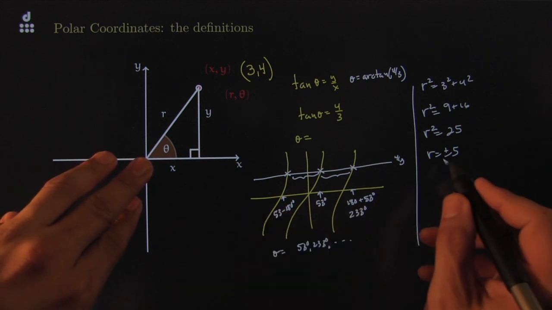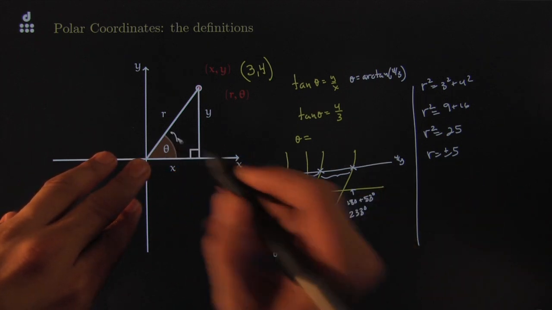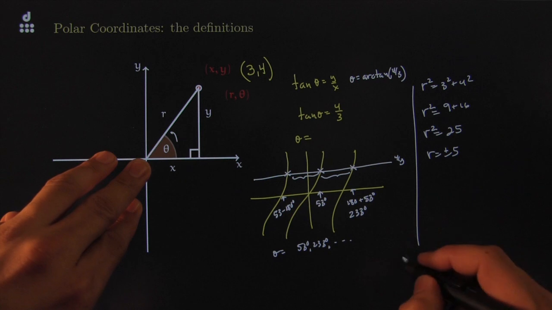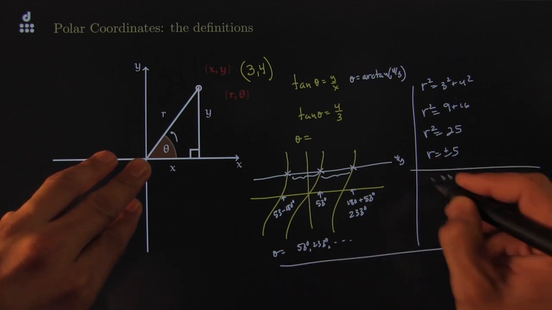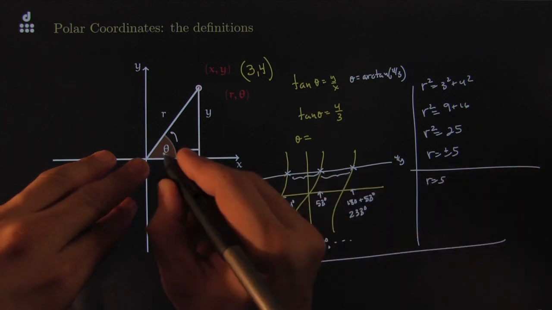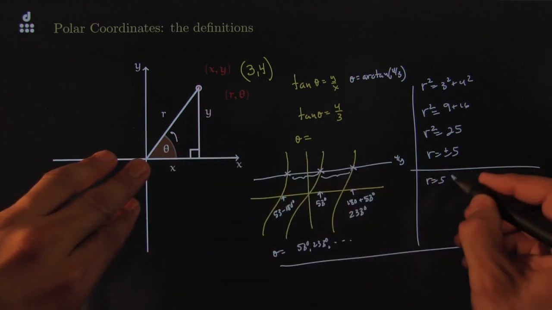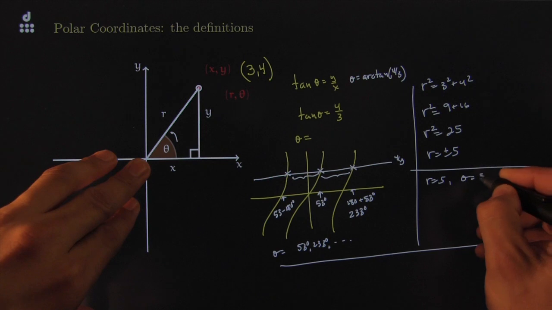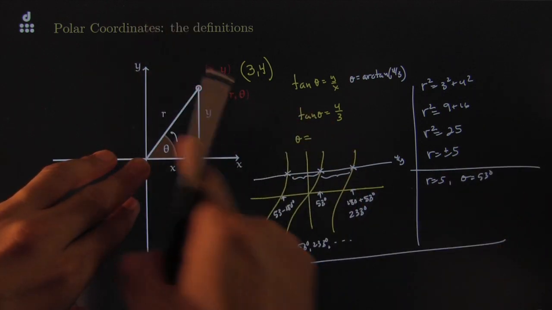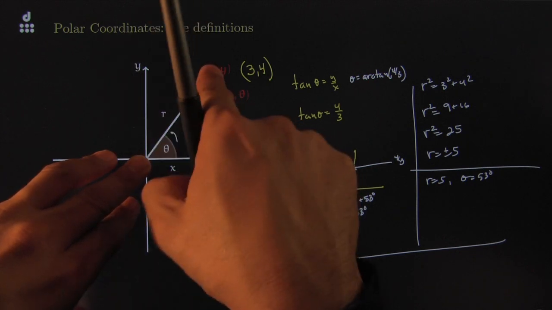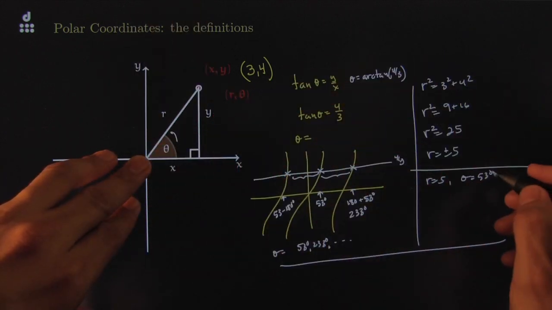So suppose you go with the positive one. The positive one would give you 5. So if r is equal to 5, here we put them together, you should face that way. 53 degrees would be good. Theta is equal to 53 degrees. I have to look at the point actually to figure it out. 53 points me in the right quadrant, the first quadrant, and I go out 5 units, that works.